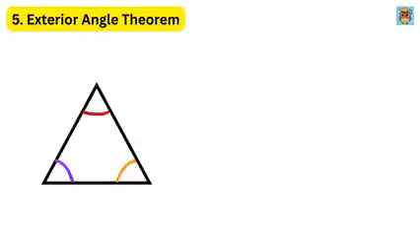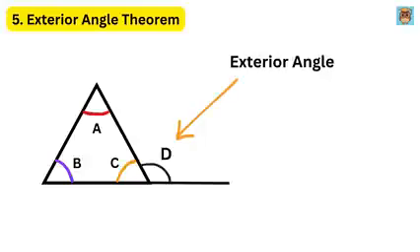5. Exterior angle theorem. Here's a fun one. Draw a triangle and pick one corner. Now, extend one side past that corner to make a new angle outside the triangle. That's the exterior angle. This outside angle has a neat trick.